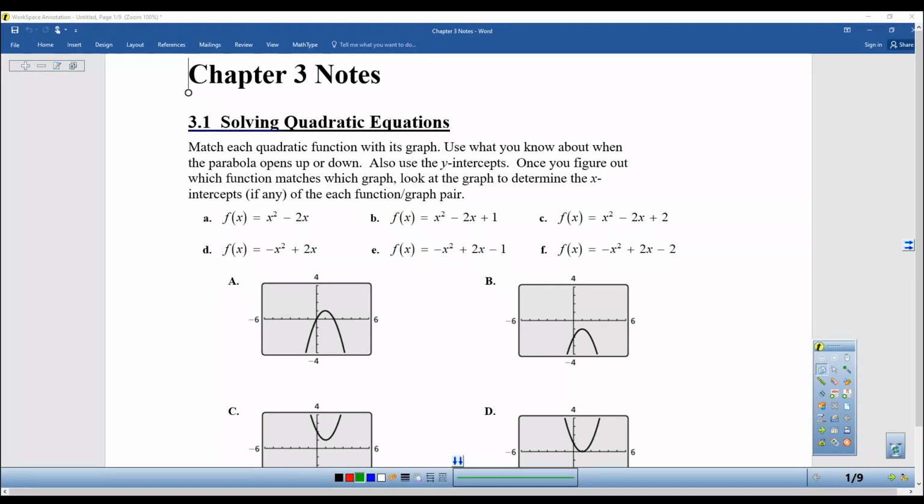So what I want you to do is try this on your own. I want you to stop the video and see if you can figure it out. Just as an example, you should be able to look at A and say, well, that's got to be a parabola that's going up because this is a positive, where D has to be a parabola that's going down. You know that B has a y-intercept of 0, 1. Use all that information and see if you can figure them out.